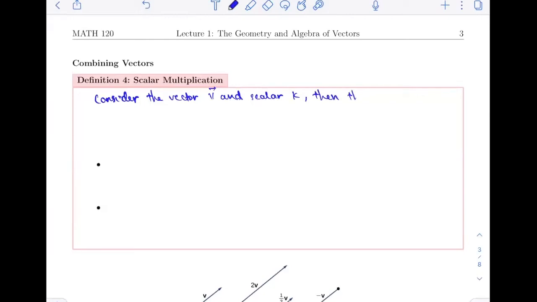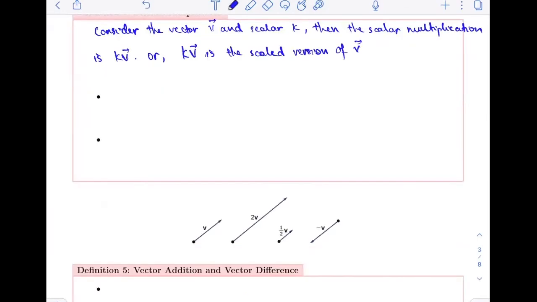Then this scalar multiple, or scalar multiplication, is equal to k times v. Or in this case, I could describe that the new vector that I have, k times v, is a scaled version of the vector v. It depends on the value of the scalar or the constant k.